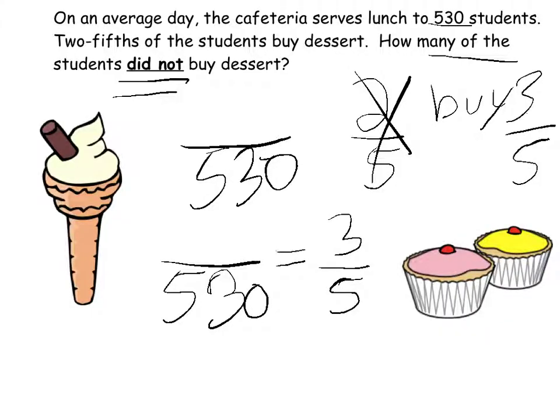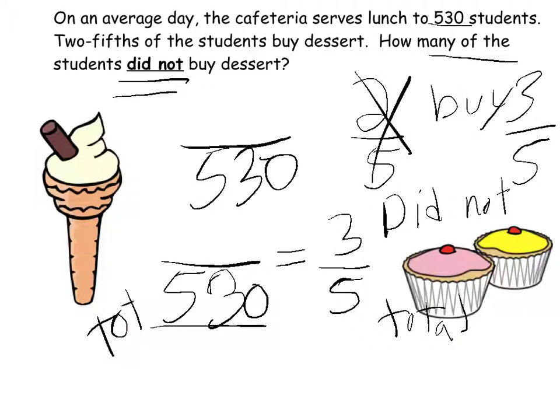Now, if you have a question on, well, Mr. DeMars, why did you set it up like that? Well, I set up 3 on top of 5 because 3 represents the kids that did not buy, and 5 represents the total. And on the left side, the 530 represents the total number of kids they have. So now I can use the fraction approach to solve this.